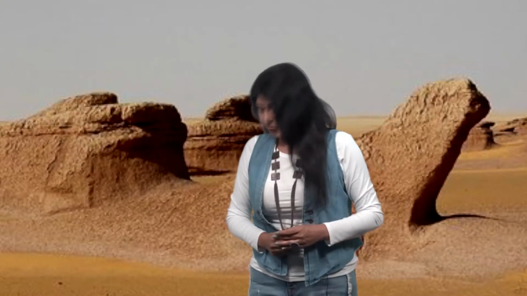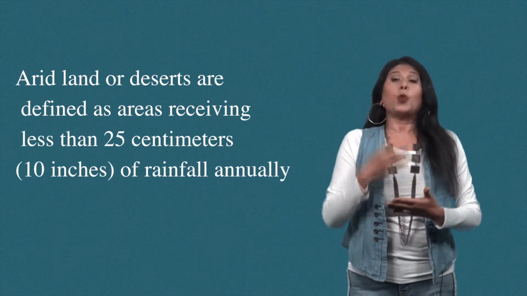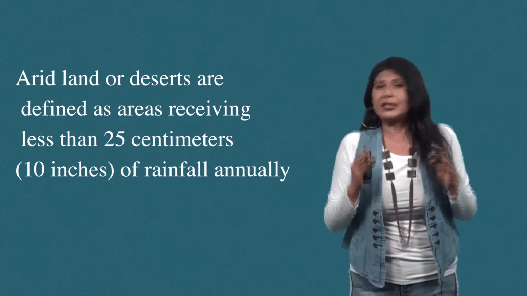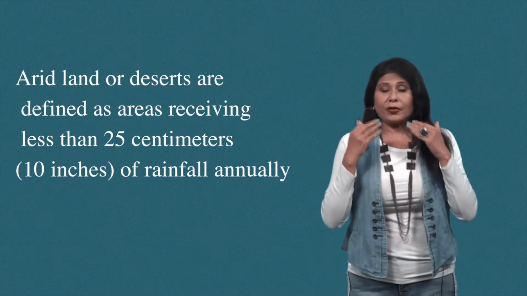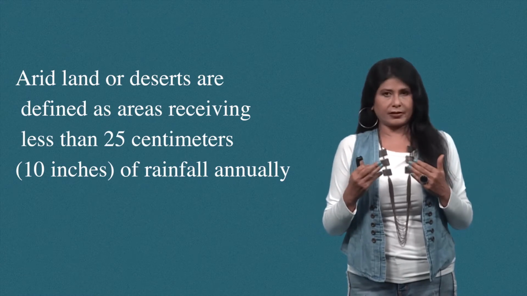Hi, welcome back students. So now let us start with today's talk, that is the arid landform, or in other words the landforms and the process which we find in a desert. When we say arid land or desert, the definition is water. Areas where we receive less than 25 centimeter or 10 inches of rainfall annually is defined as arid or desert.